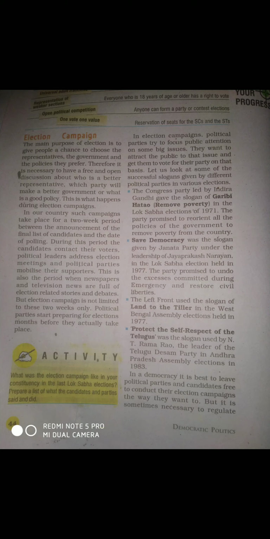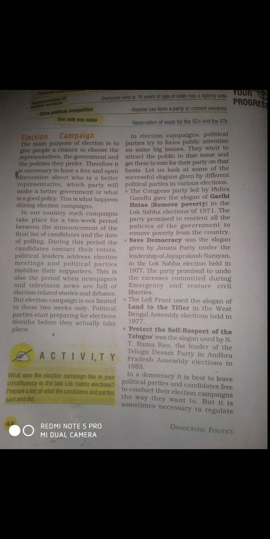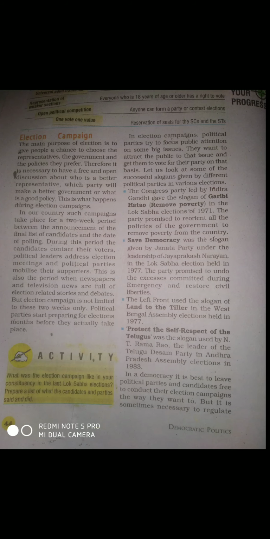This is also a period when newspapers and televisions are full of election related stories, debates, and election related news. But the election campaign is not limited to these 2 weeks only. Political parties start preparing for elections months before they actually take place.